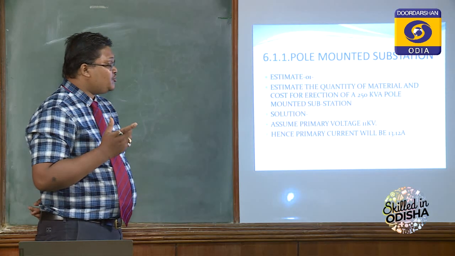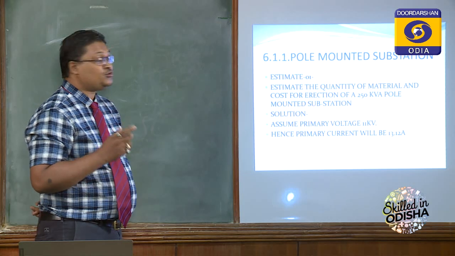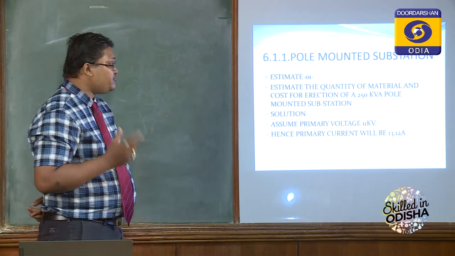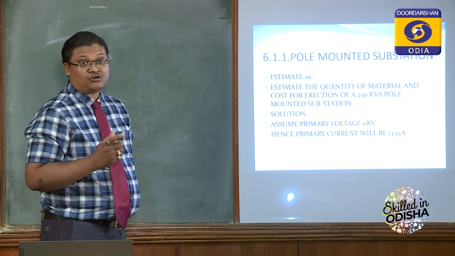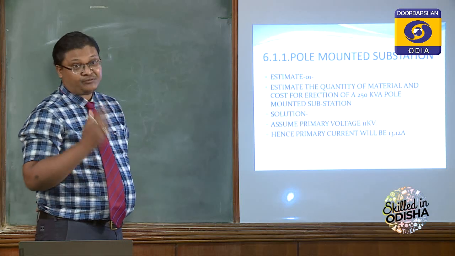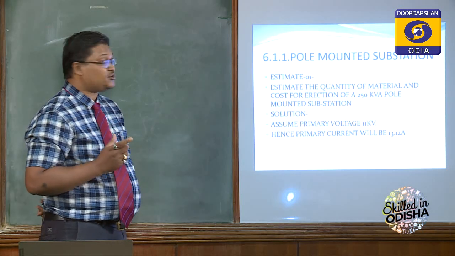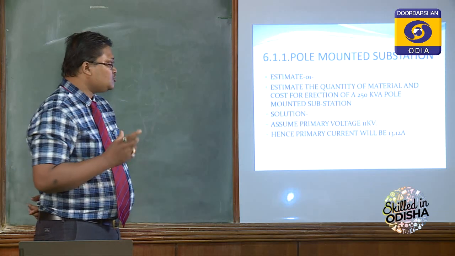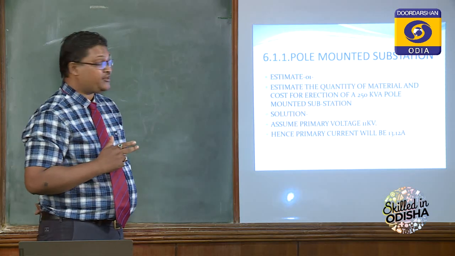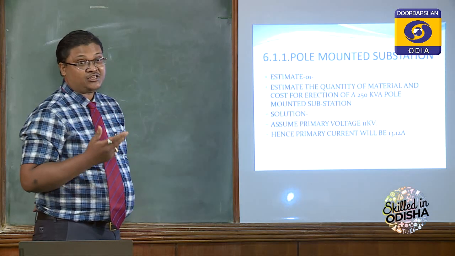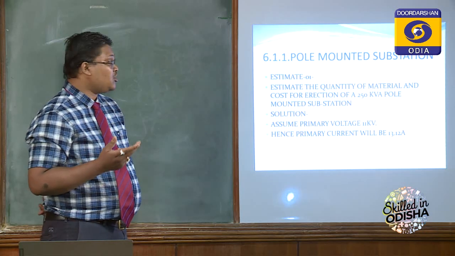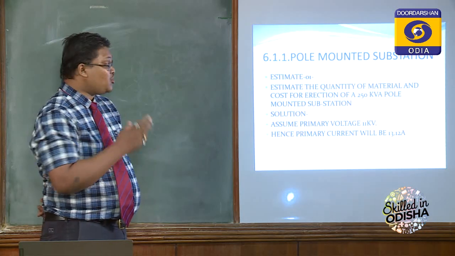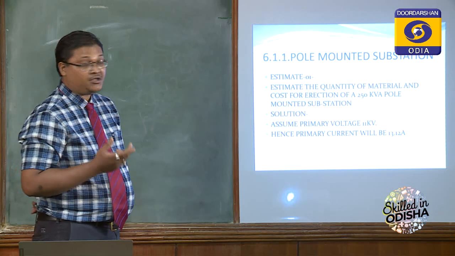Assuming the primary voltage 11 kV, so here we will assume that the primary voltage is 11 kV. This is a step down transformer. Distribution transformers are step down transformers. So the primary side is 11 kV and the secondary side is always 433 volt or 415 volt. If not given, you will take 415 volt.